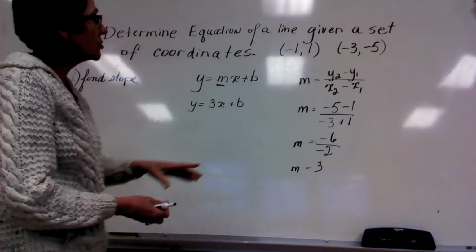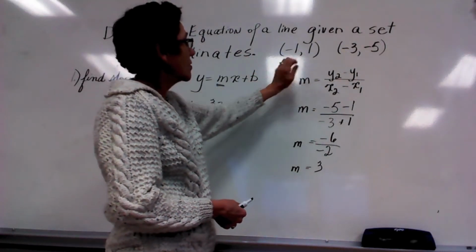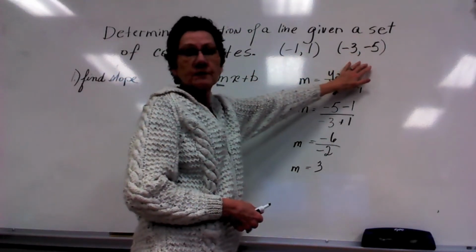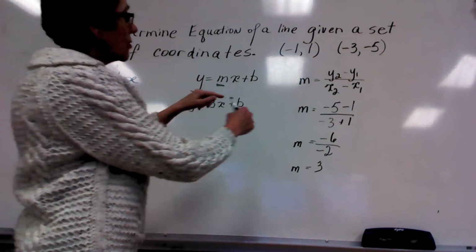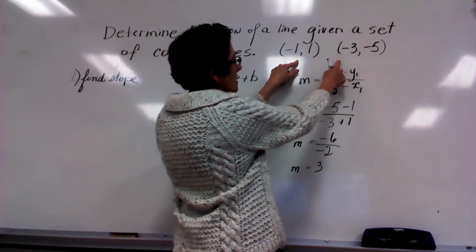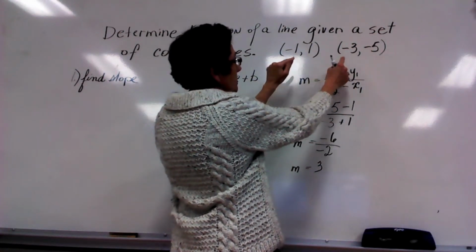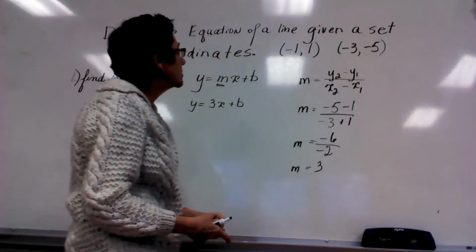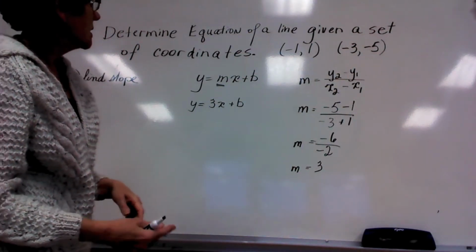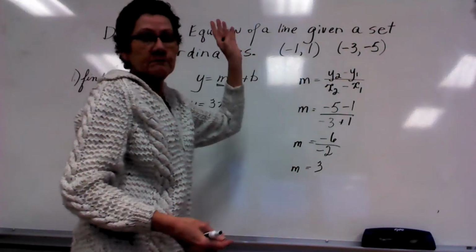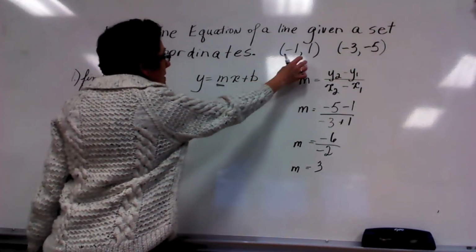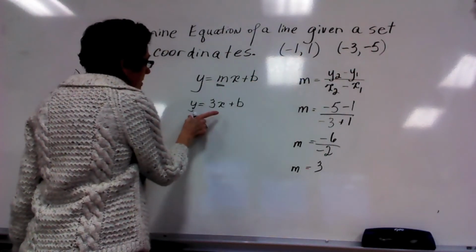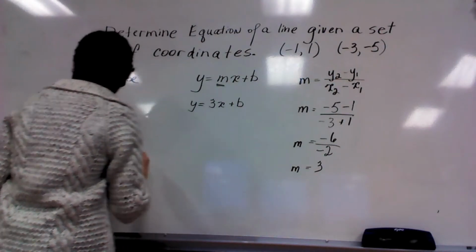Well, we have 2 options. We're given an x and a y there and another set over there. Doesn't matter which one you pick because both of these coordinates are on the same line. So it doesn't matter which one we decide to pick. We'll pick this one just because it's first. So we take that set of coordinates and we place our x and our y, substitute and put them in.